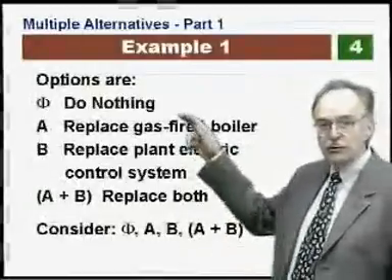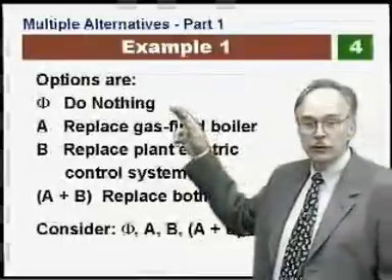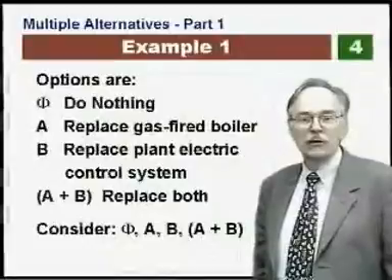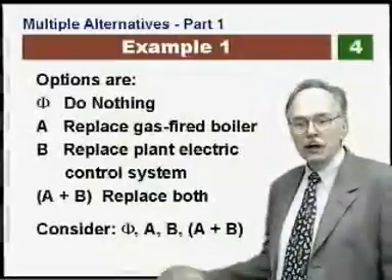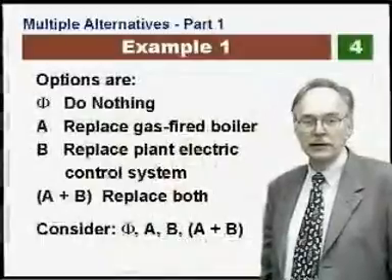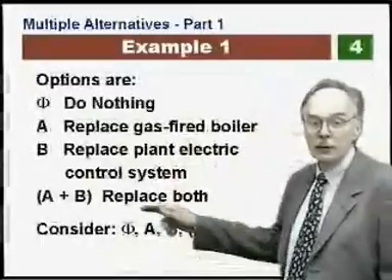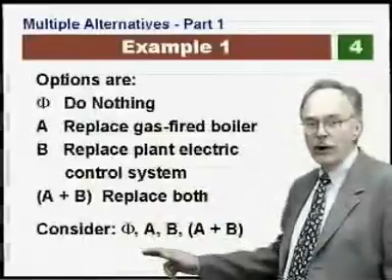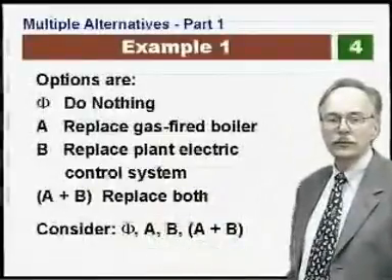Then we have the options: do nothing. We represent that by the symbol phi, from the empty set concept in probability theory. Option A, which is to replace the gas-fired boiler. Option B, replace the plant electric control system. And then the combination A and B, which is to replace both. So we really have four options in this particular example.